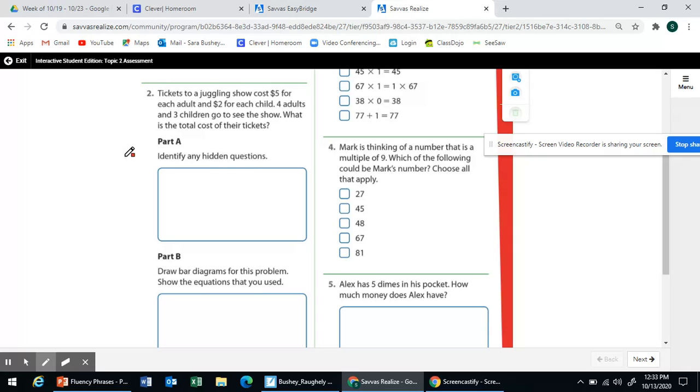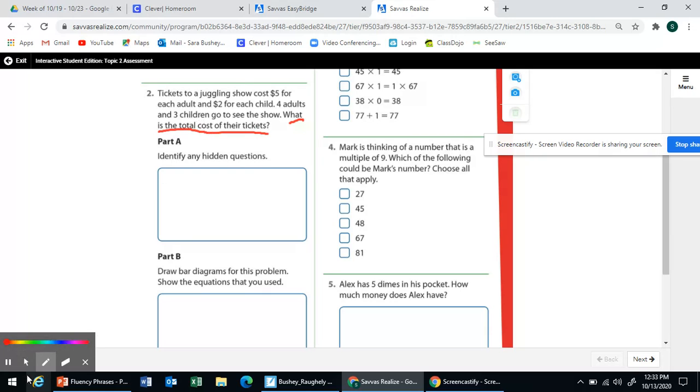So I'm going to read that one more time because there is a lot of information going on in this question. Tickets to a juggling show cost $5 for each adult and $2 for each child. 4 adults and 3 children go to see the show. What is the total cost of their tickets? So in this question, there is something called a hidden question, which means you have to answer some information first in order to answer the big question of what is the total cost of the tickets.